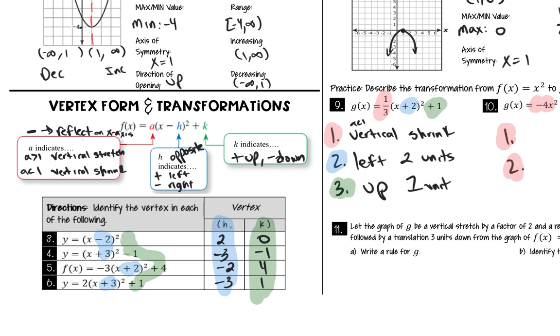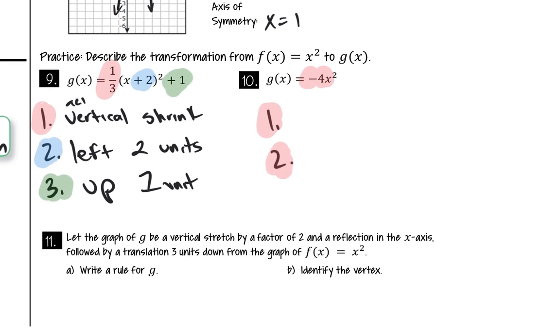This next one has a negative, negative is a reflection, and then it has a 4. The 4 is greater than 1, so vertical stretch. So reflect on x. Vertical stretch.